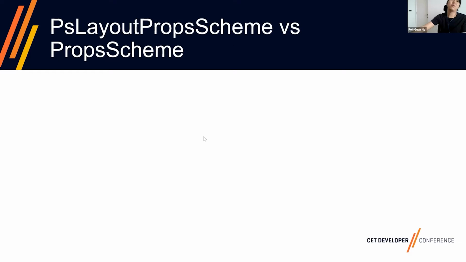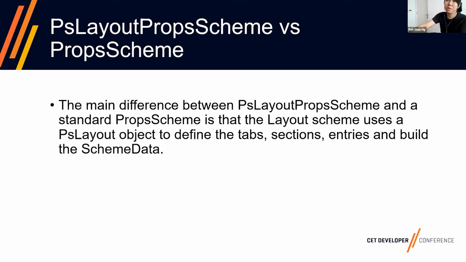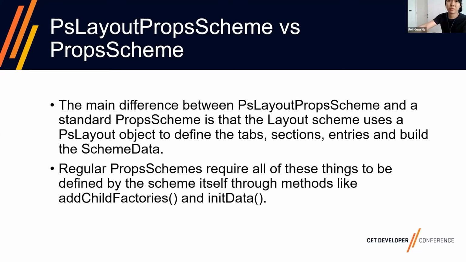So next, we're talking about layout scheme versus prop scheme. What's the difference? Why would you use one over the other? So the main difference between the layout scheme and a prop scheme is that layout scheme uses a layout, and this layout is the object that defines the tabs, the sections, and the entries. So for a regular prop scheme, to define all these things, you have to do it manually through the add child factories and init data. But if you have a layout defined, then the layout will automatically add the factories for you.